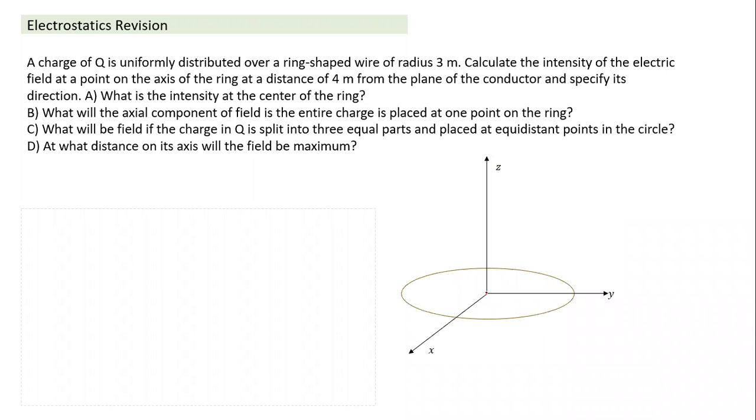Calculation of field at any point on the axis of the ring. So this ring is placed in the xy plane. The center is at the origin. I have to find the field at any point P, which is lying on the axis of the ring. If you recall the method of calculation, we use symmetry. If you take two small elements on diametrically opposite sides, they will create a field.